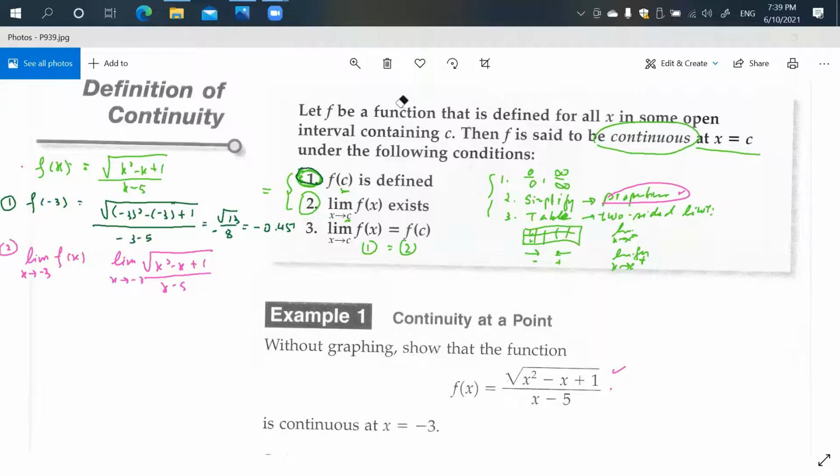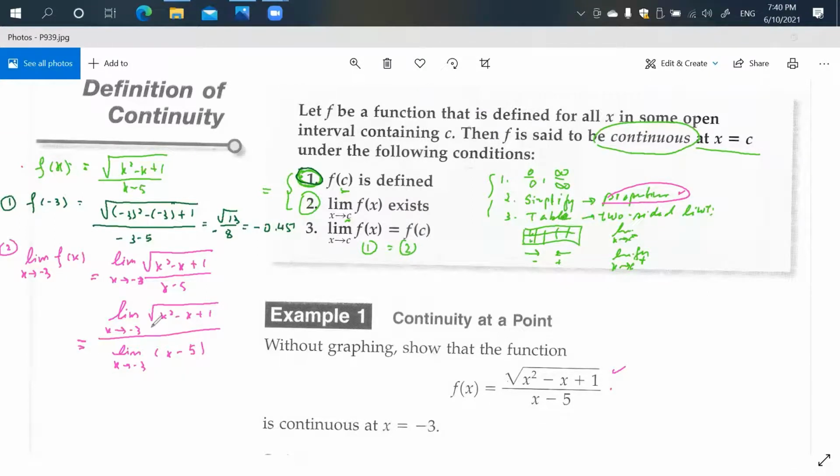Okay, equal should be somewhere. Then if I want to use the property of limit, this one, what I have to write down becomes, you can write either way here, limit of square root of x squared minus x plus 1 when x approaches -3, over limit when x approaches -3 of x minus 5. Okay, so you can write in that way. So equal sign should be here.